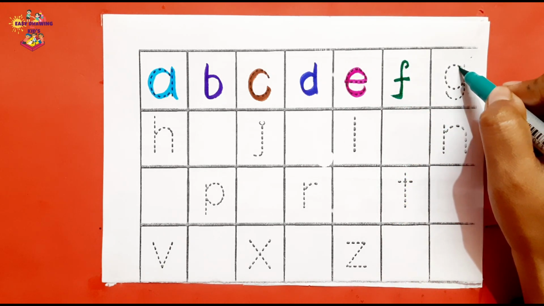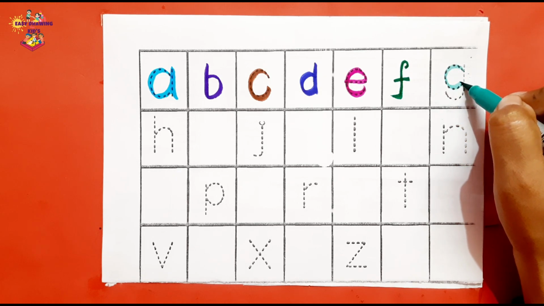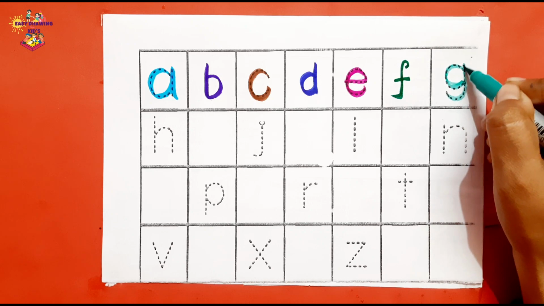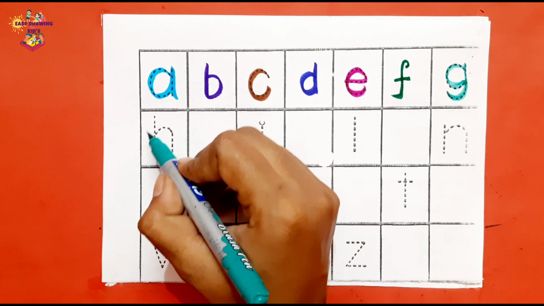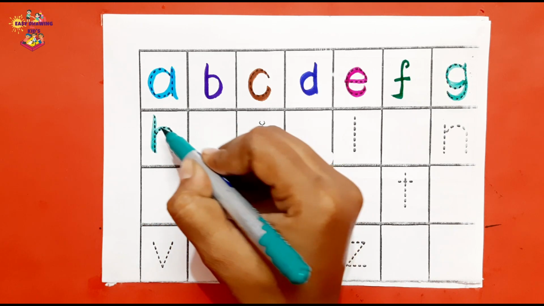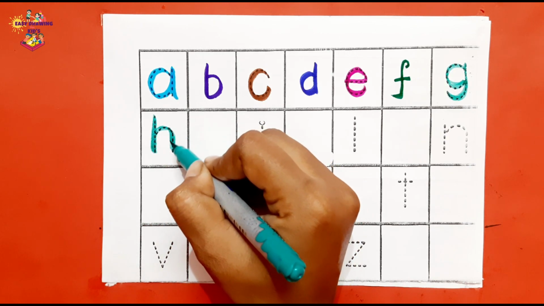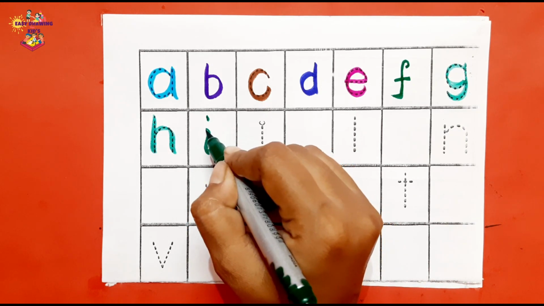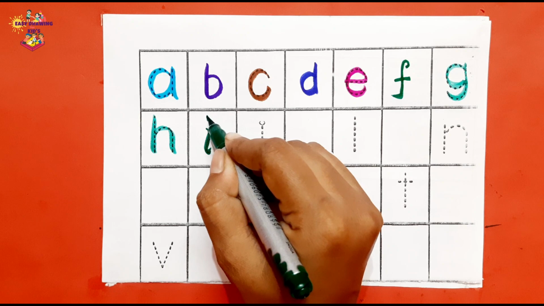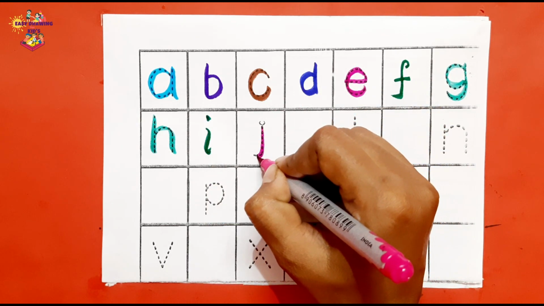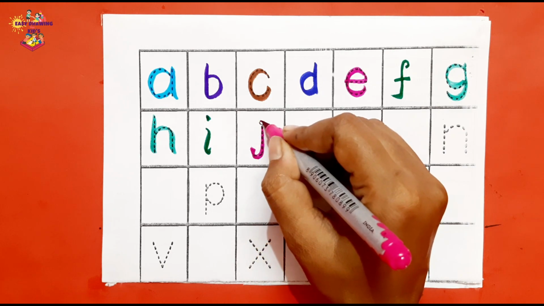G is for grapes. H is for home. Green color. I is for injection. Pink color. J is for jellyfish.